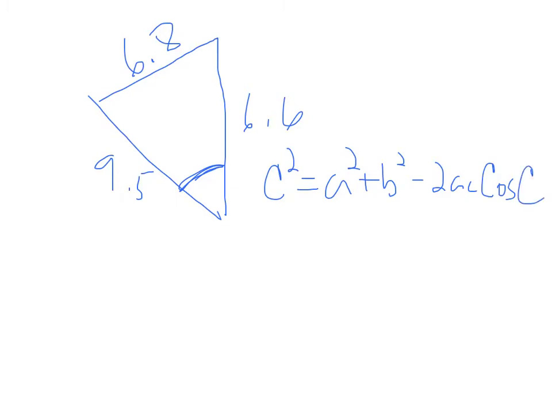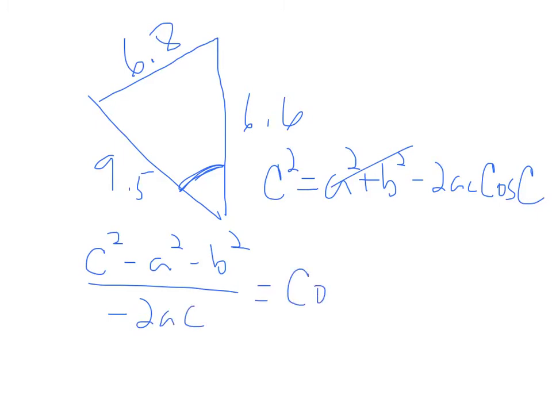So what I'm going to do is solve this formula for the cosine of c. So that becomes c squared minus a squared minus b squared, which cancels out those, and then I'm going to divide by negative 2ab, and that's the cosine of c. So I'm just going to drop those formulas in there, and then I'm going to do the arc cosine.